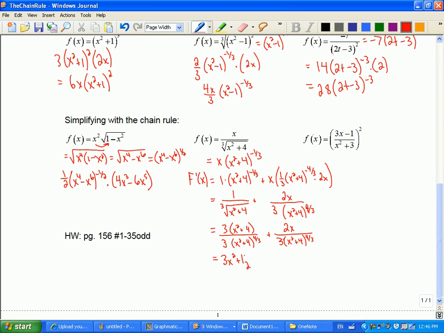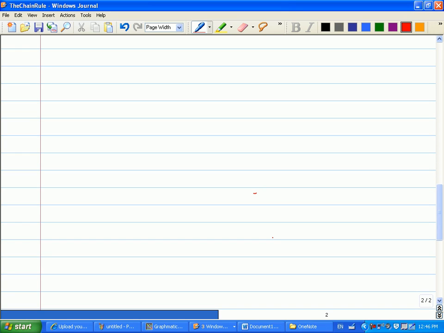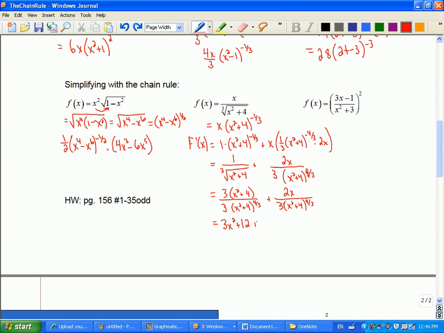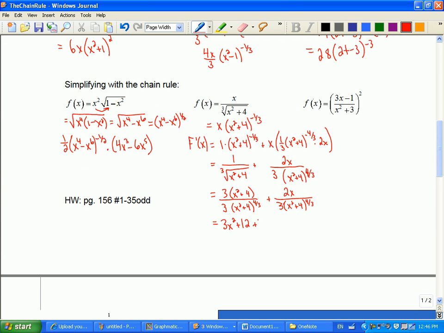So that just leaves me with, whoops, with these pieces. Sorry about that. Plus 2x. And then on the bottom there's 3 times (x squared plus 4) to the 4/3. I think we'd be pretty happy there. I don't think I would want to go any further on simplifying.